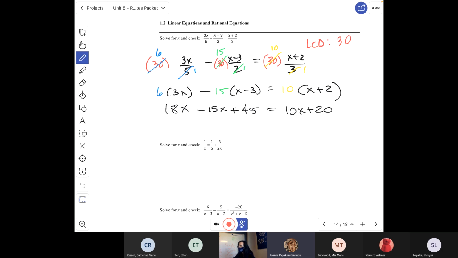Now, this is just a linear function. Let's get all our x's on one side of the equation. So I have 18x minus 15x minus 10x is what? Okay, equals 20 minus 45, what? So x equals 25 over 7. There's nothing wrong with that answer, is there? No.